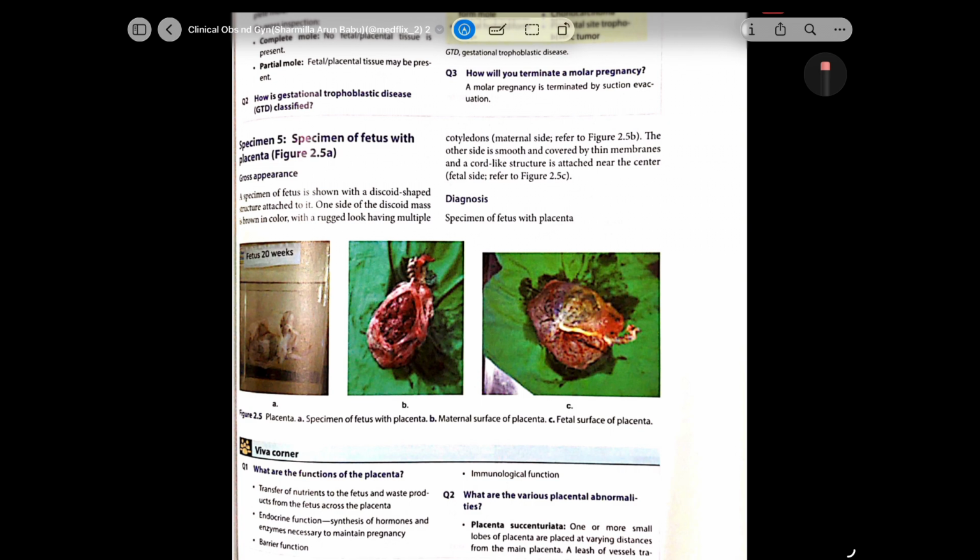The other side is smooth and covered by thin membranes, this side. And a cord-like structure is attached near the center, this one, fetal side. So the specimen is that of a fetus with its placenta.